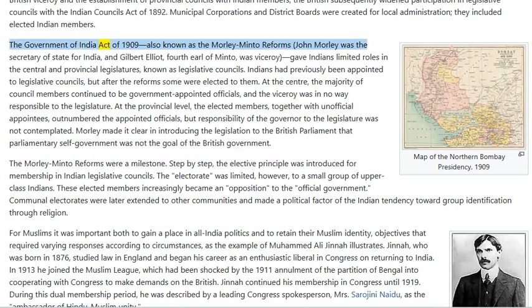The Government of India Act of 1909, also known as the Morley-Minto Reforms, John Morley was the Secretary of State for India, and Gilbert Elliot, 4th Earl of Minto, was Viceroy, gave Indians limited roles in the central and provincial legislatures, known as legislative councils. Indians had previously been appointed to legislative councils, but after the reforms some were elected to them.